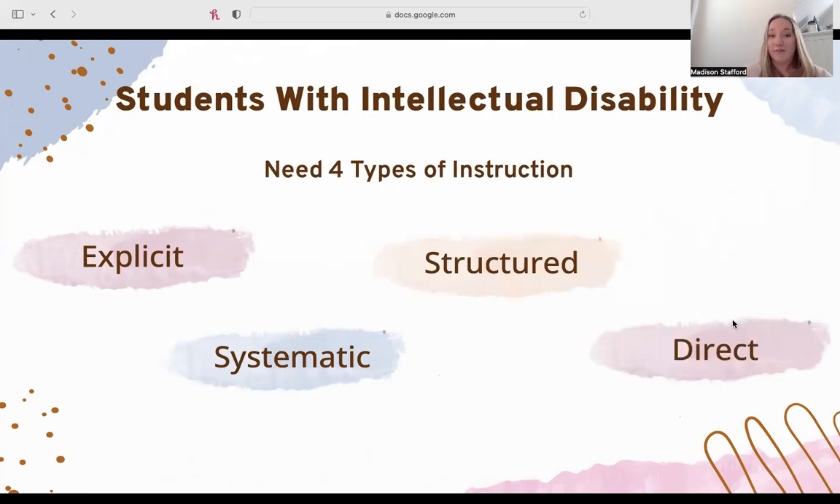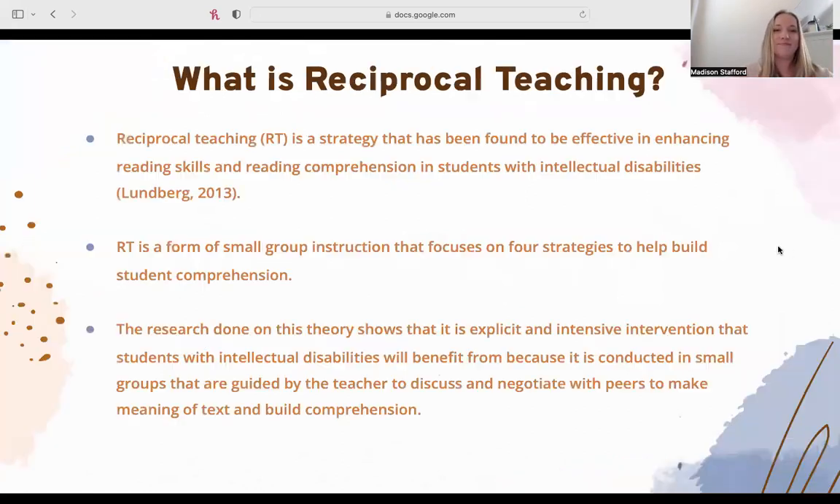A strategy that I have found through research, among other strategies, but one I found to be very effective is reciprocal teaching. But what is reciprocal teaching? Let's talk about it. So, reciprocal teaching, or RT, is a strategy that has been found to be effective in enhancing reading skills and reading comprehension in students with intellectual disabilities because it includes the types of instruction that are most beneficial for these students. RT is a form of small group instruction that focuses on 4 strategies to help students with their comprehension.